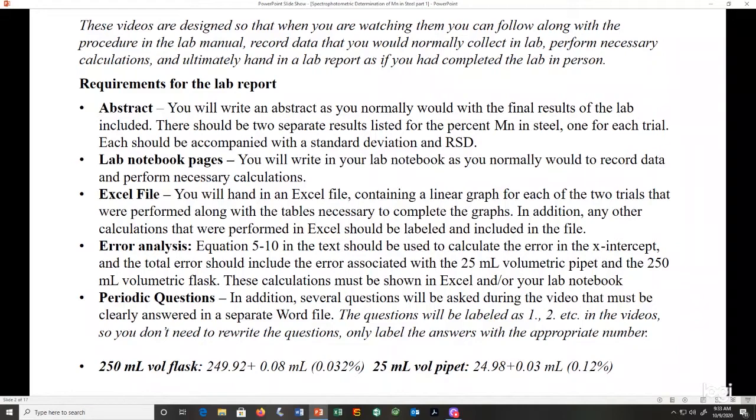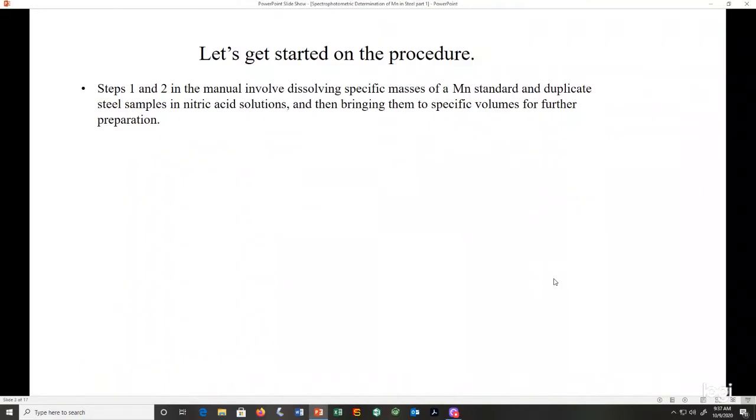And finally, you're given calibrated values for a 250 milliliter volumetric flask and a 25 milliliter volumetric pipette that can be included for all of your calculations. So let's get started on the procedure. Steps 1 and 2 in the manual involve dissolving specific masses of a manganese standard and duplicate steel samples in nitric acid solutions, and then bringing them to specific volumes for further preparation.